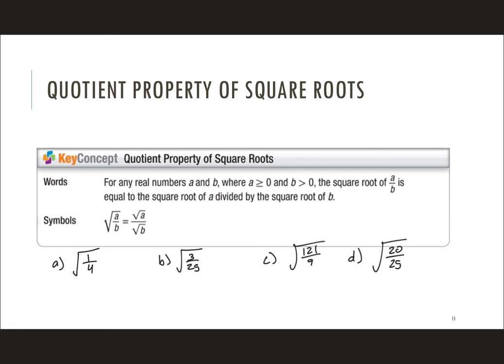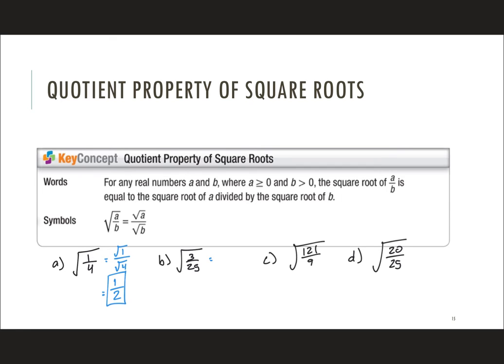Now, the first thing we're going to do on all of these is we're going to rewrite them. Okay, square root of the numerator, square root of the denominator. Once we do that, we can simplify. So this first one, you can rewrite it as the square root of 1 over the square root of 4. Okay, so the next question is can it simplify? The answer is yes. The numerator simplifies to 1, and then the denominator simplifies to 2. That's your answer. Let's go to B.